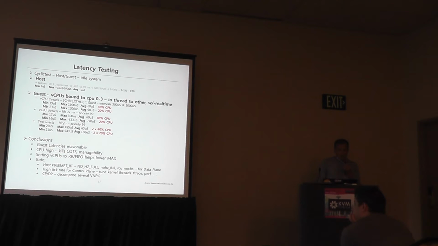As you move towards FIFO and RR for the vCPU threads, you get better max times. That's a good sign, because it means we could probably move to preempt RT for the host, and that'll give us even better numbers.